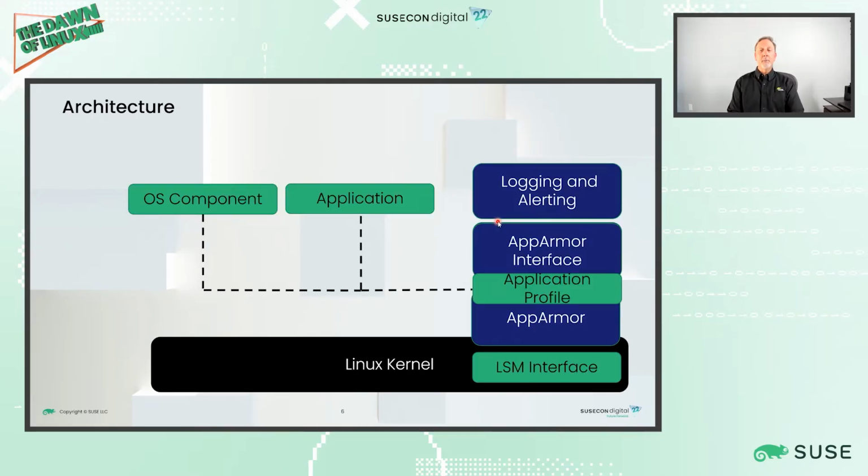From an architecture perspective, here's where AppArmor plugs in. Again, we plug in as a Linux security module, and the AppArmor application leverages profiles, and these application profiles contain aspects of the application and OS components that are leveraged in the application. So the profile is telling AppArmor a little bit about what the application does and how it interfaces. And then we have our modules, our tools that we have to interface with AppArmor. And then logging and alerting are also available with AppArmor for troubleshooting and tracking purposes.